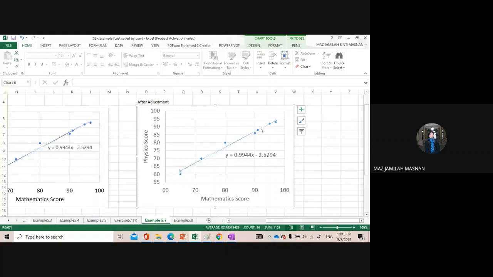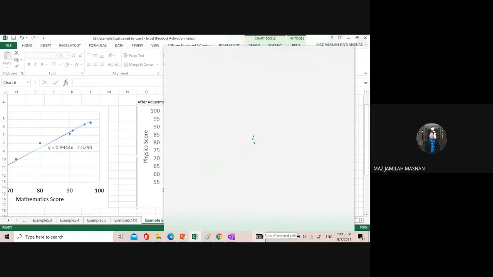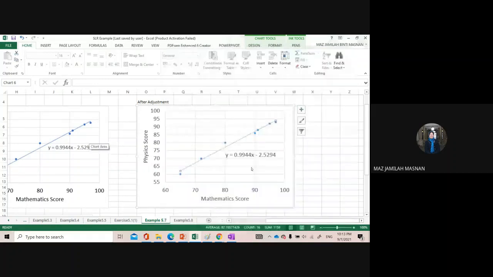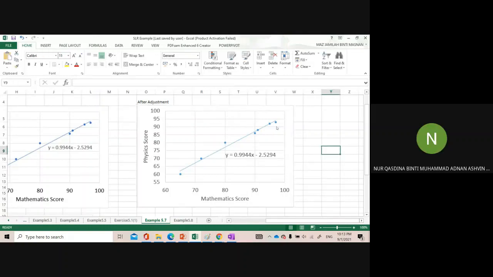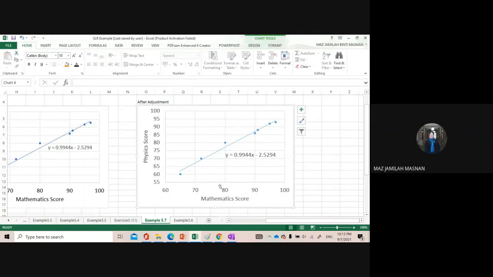not beyond or not before. Okay, so at the moment, class, do you have anything to ask before I go further to the explanation of the regression line? Do you have any question regarding the Excel? No? Okay, thank you.